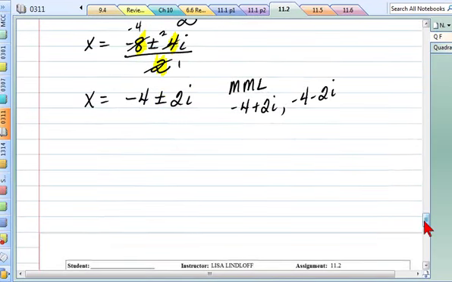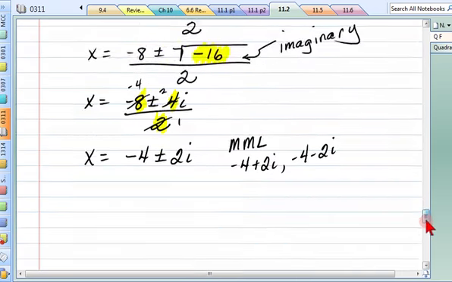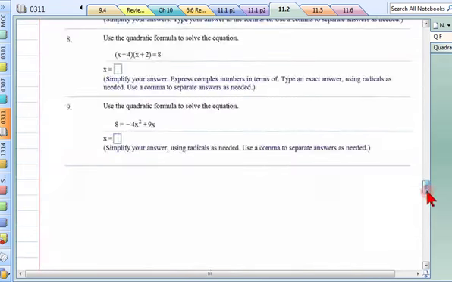All right, let's just look at the problem on number 8. I'm not going to do all of 8. I want to go back and look at the problem.